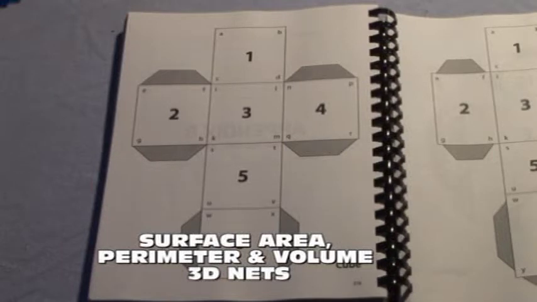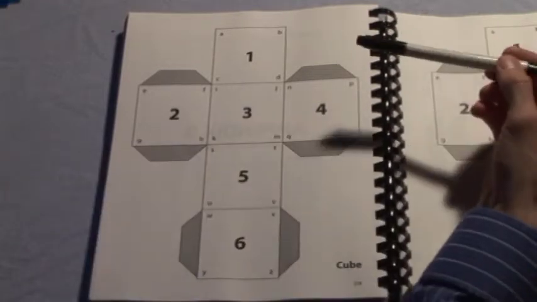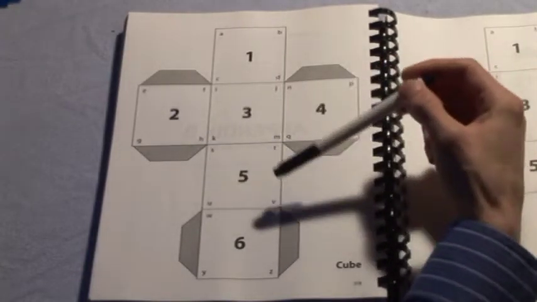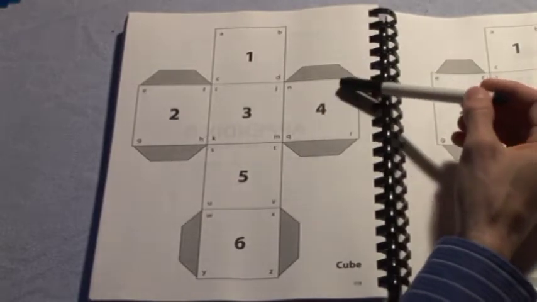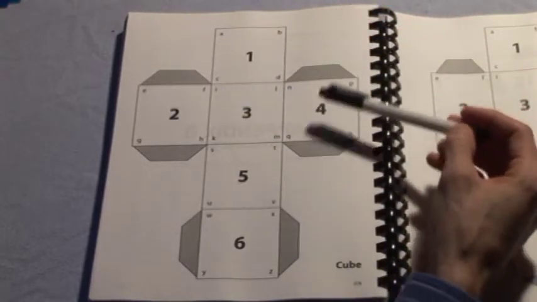This lesson is calculating surface area, perimeter, and volume on 3D nets. So if we look at this shape, we see that it's made up of 6 squares, all the same dimensions. So when this is put together, it will be put together in a 3-dimensional shape, with these being the tabs.